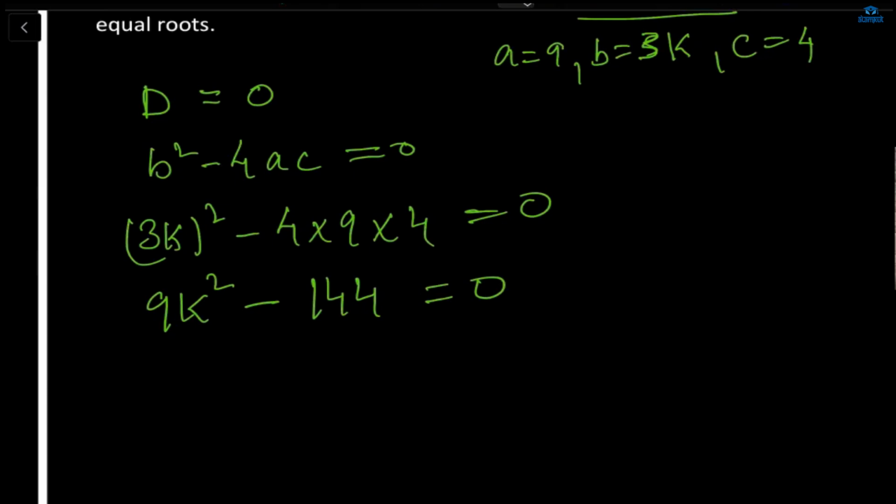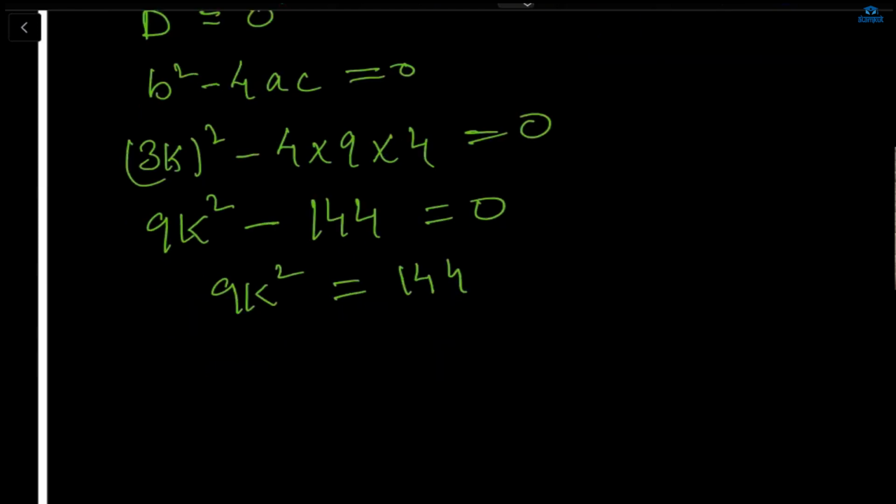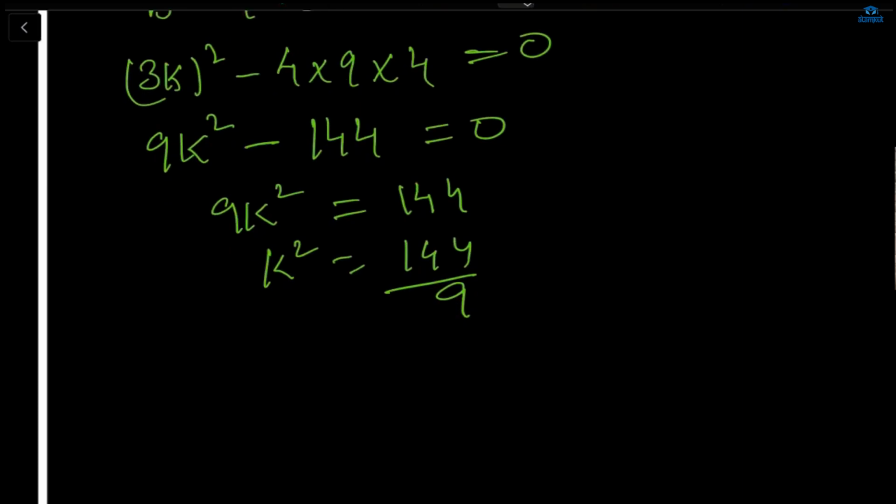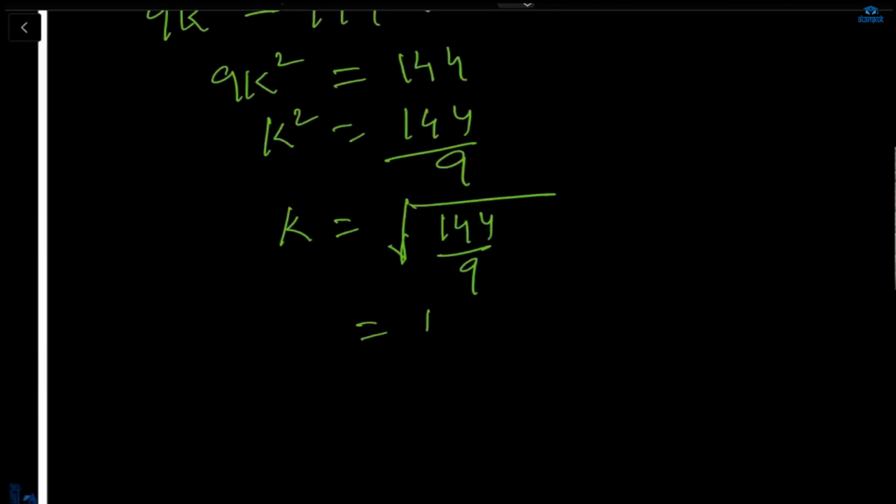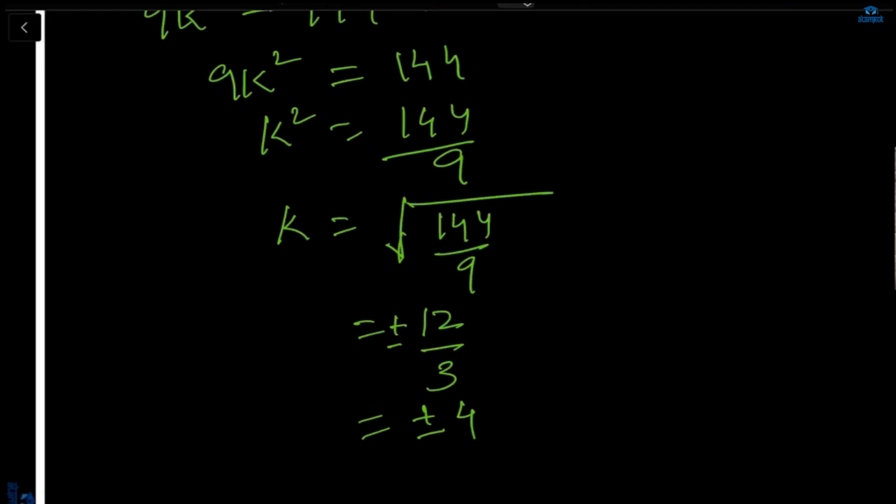Understood? Now, how can you relate? 9k square is equal to 144. So k square will be equal to 144 by 9. Now, if you take the root, 144 upon 9 will give you plus minus 12 upon 3. In fact, this will be cancelled, so it will be plus minus 4. Either the k value will be 4 or the k value will be minus 4. Understood?